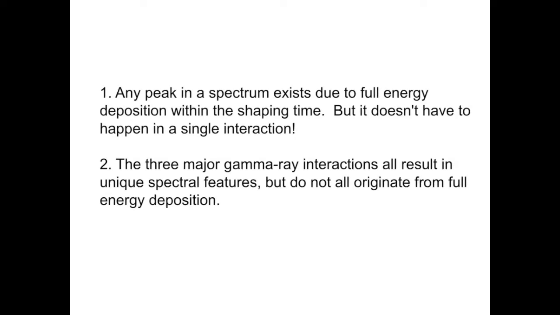Here we are now concluding our part 4 on chapter 10, radiation spectroscopy with scintillators. This first key concept here could almost be the second overall key concept for the course. Any peak in a spectrum exists due to full energy deposition within the shaping time, but it doesn't have to happen in a single interaction. Number 2, the 3 major gamma ray interactions all result in unique spectral features, but do not all originate from full energy deposition.